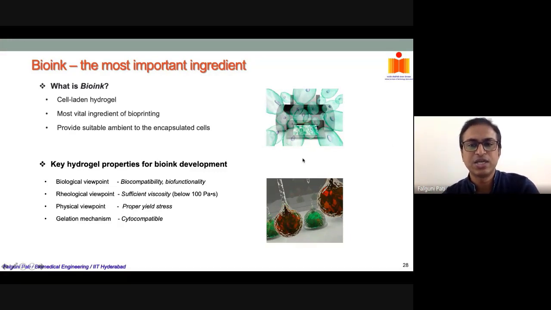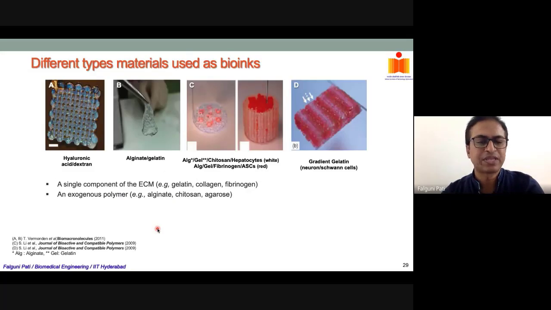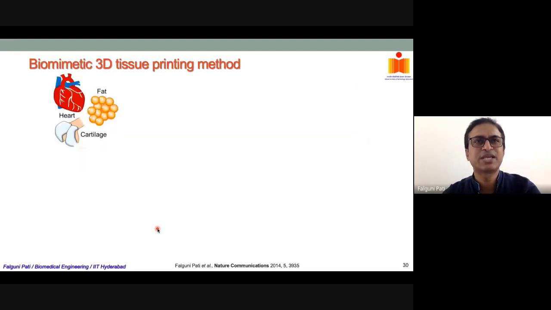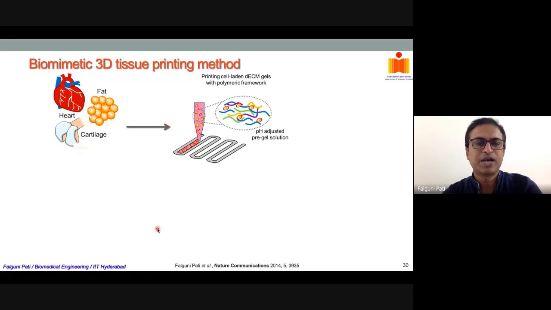There are certain key hydrogel properties required for printing. From the biological point of view, it should be biocompatible and biofunctional. From a rheological point of view, there should be sufficient viscosity, right? And physically, there should be a proper yield stress, and the gelation mechanism should be cytocompatible for this bioink. Different types of bioinks are there, starting from gelatin, alginate, collagen, hyaluronic acid, gelatin methacrylate, and all different types of bioink you can think of. In our laboratory, we specialize in developing a bioink starting from discarded human or animal tissues.